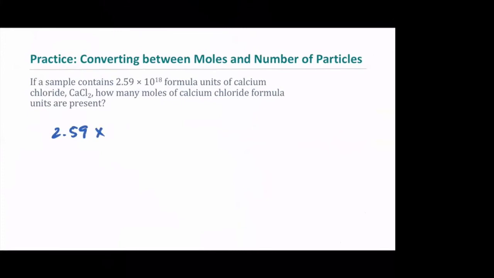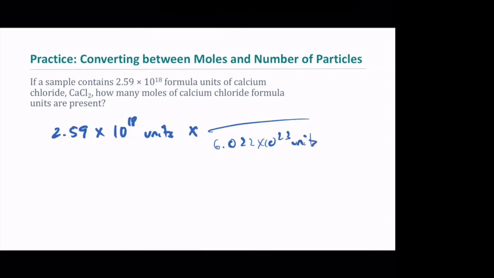Divide by Avogadro's number. Who said that? Andrew, right? Andrew says divide by Avogadro's number. That's all there is to it. 2.59 times 10 to the 18th units times 1 mole per 6.022 times 10 to the 23rd units. Now those units can be anything. It could be atoms, it could be ions, it could be formula units, it could be molecules, whatever you need. Just like it can be eggs, ping pong balls, whatever.